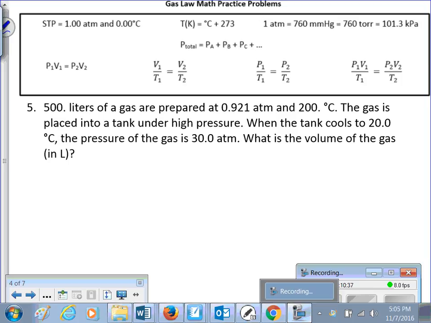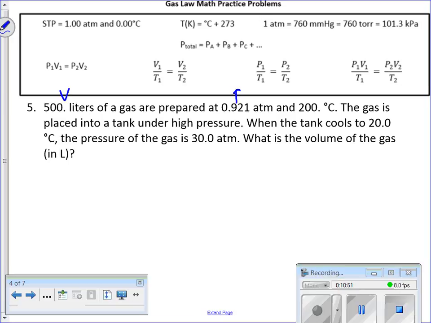Okay, next problem. So we have 500 liters of gas prepared at 0.921 atm and 200 degrees Celsius. So I have a volume, I have a pressure, and I have a temperature, and I know I'm going to have to convert that to Kelvin. The gas is placed into a tank under high pressure. When the tank cools to 20 degrees Celsius, so a new temperature, the pressure of the gas is 30.0 atm, a new pressure. So I want to know, what is the volume of the gas in liters under these new conditions?